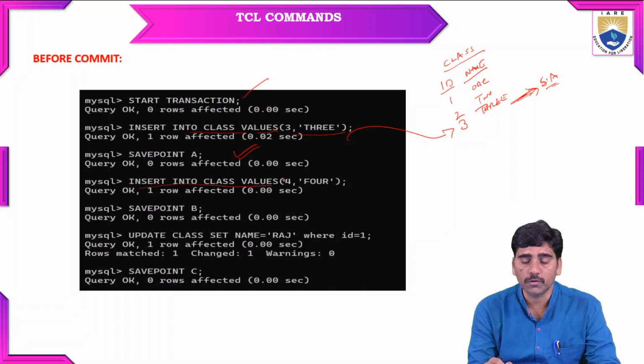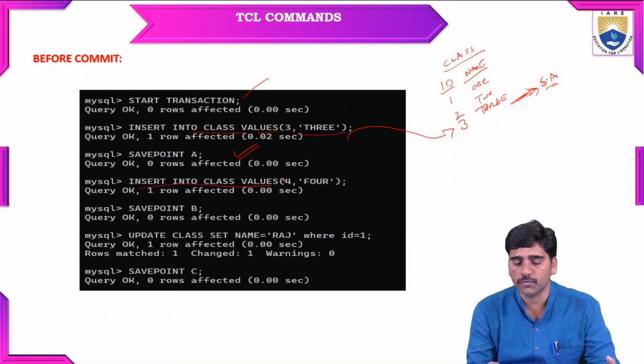I am trying to insert one more value: insert into class values of 4 comma 4. So again I am trying to insert value as 4, and now the 4 value will be inserted.